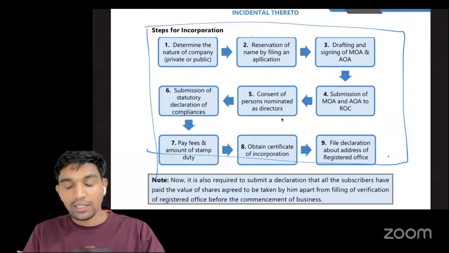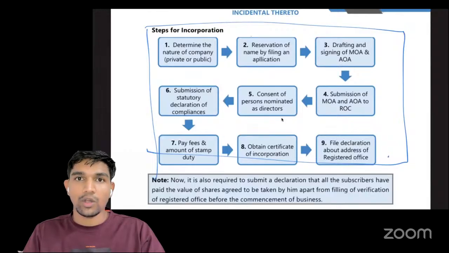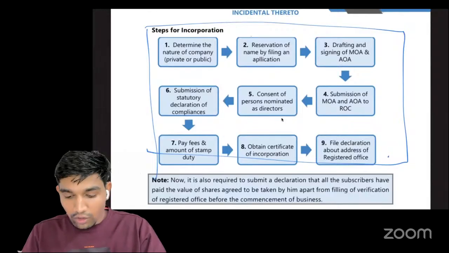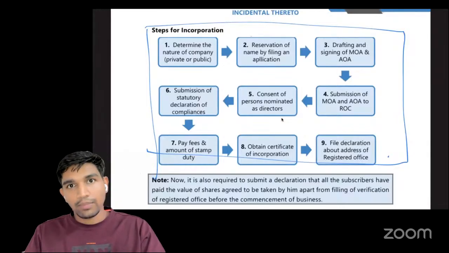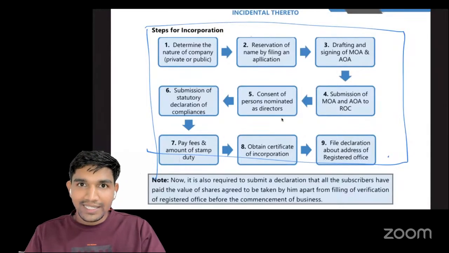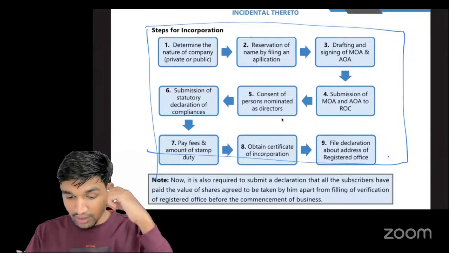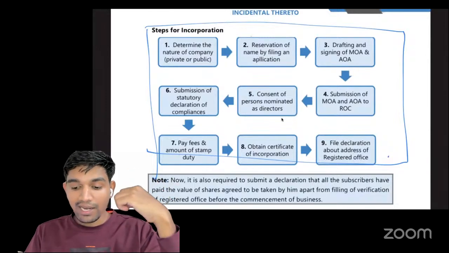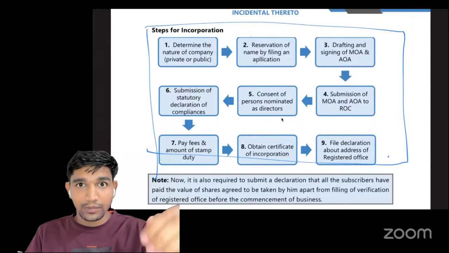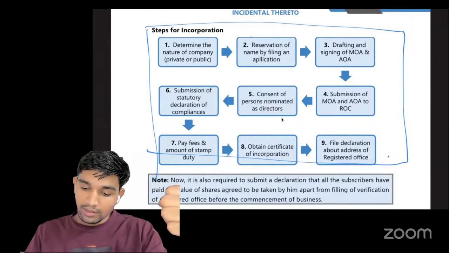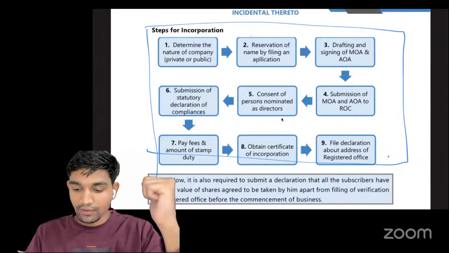The first one is to determine the nature of the company which you want to be incorporated. The nature of the company could be private limited, public limited, OPC, or Section 8 company. Then reservation of the name by filing an application. First of all, you need to reserve the name for your company by filing an application to the ROC.